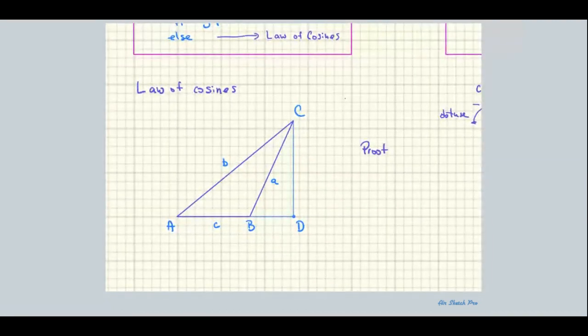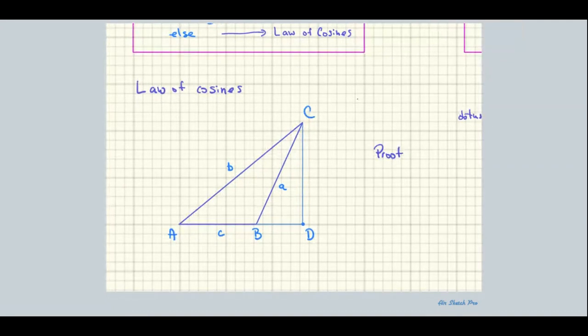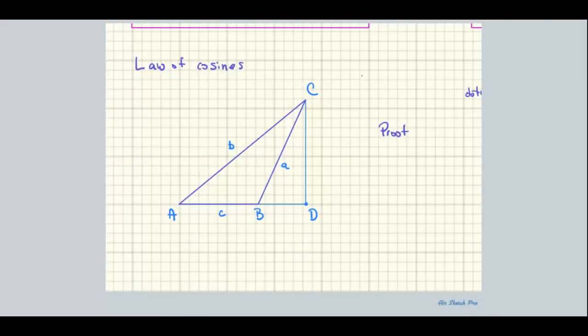Now I'm going to prove this for you guys because it's a fun exercise. Let's assume that we have a triangle ABC. And just to make the picture work, I let B be an obtuse angle, but this would work just as well if it wasn't.